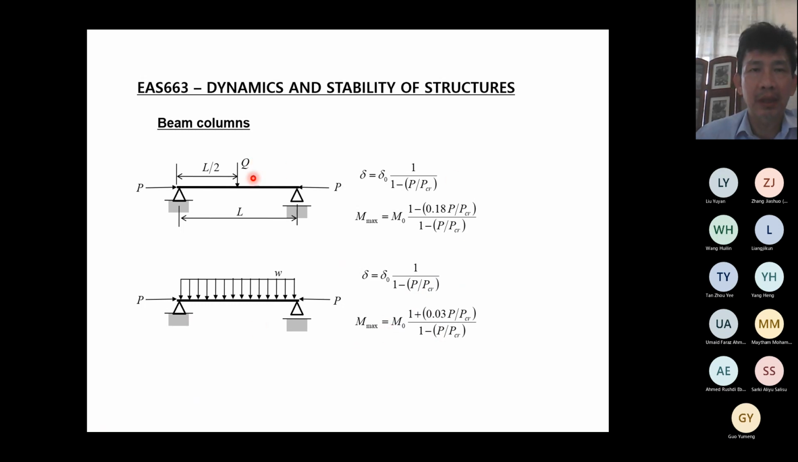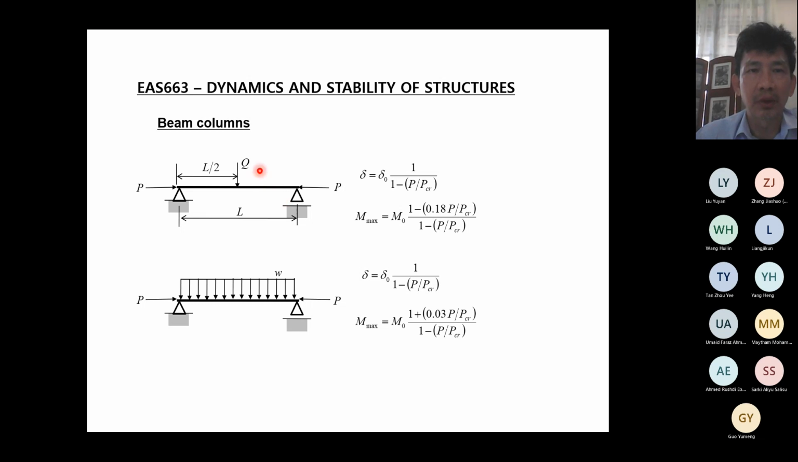So these are the two cases of loading causing bending. A load acting at the middle, at the midspan, which we call the load Q, and the load which is uniformly distributed along the member, for which we use the symbol W. So these are the two load cases, and later on we will see other load cases causing bending. So what is the corresponding amplification factor and the common characteristics of them?